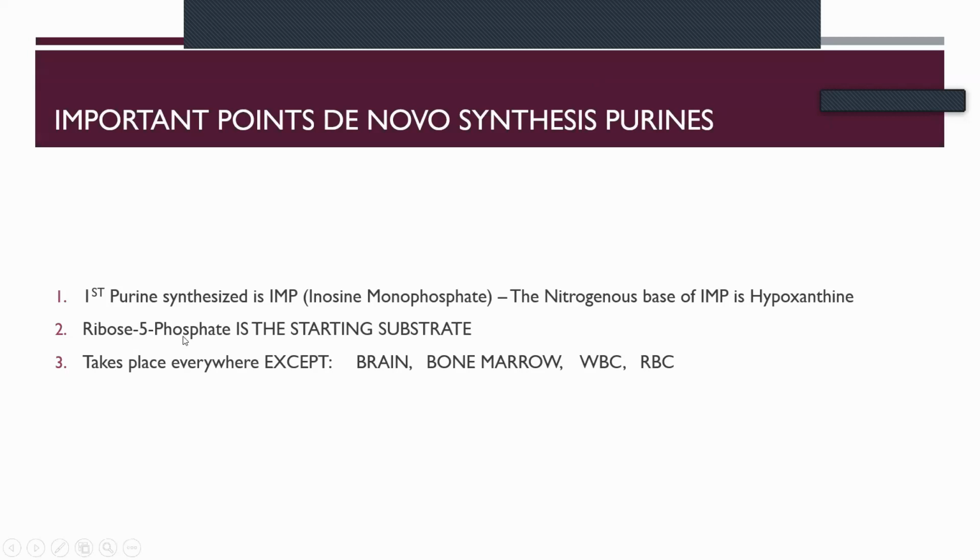And where does de novo synthesis take place, meaning where are these purines newly made? Everywhere except brain, bone marrow, WBCs and RBCs. So this de novo synthesis is taking place everywhere in the body except brain, bone marrow, WBCs and RBCs.